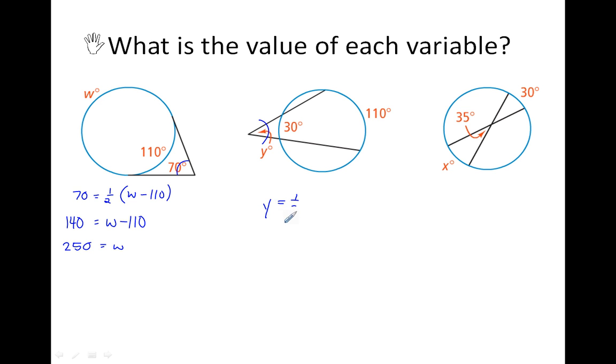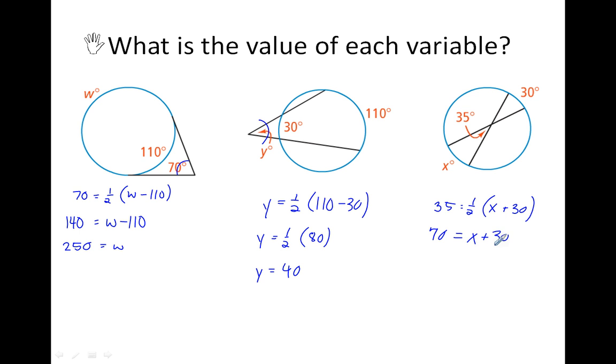In this example, our angle again is outside the circle, so we're going to subtract. So the angle is 1/2 the difference of the two arcs. So y is 1/2. It's 110 minus 30, we get 80. So y equals 40. In this last one, the angle is inside the circle, so the angle is 1/2 of the sum. So we're going to add x plus 30. Again, multiply both sides by 2, so 70 equals x plus 30. Subtract 30 from both sides. 40 equals x.